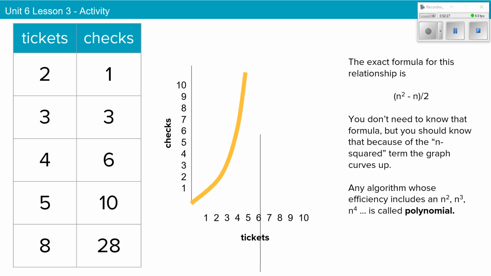One of the measures of efficiency: linear is considered a type of polynomial graph because that's a first degree polynomial. But if I have n squared, n to the third, n to the fourth, n to the fifth, the important thing to remember is, like in algebra, that is a polynomial.